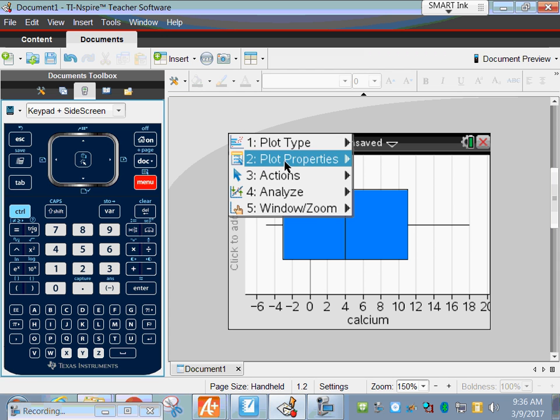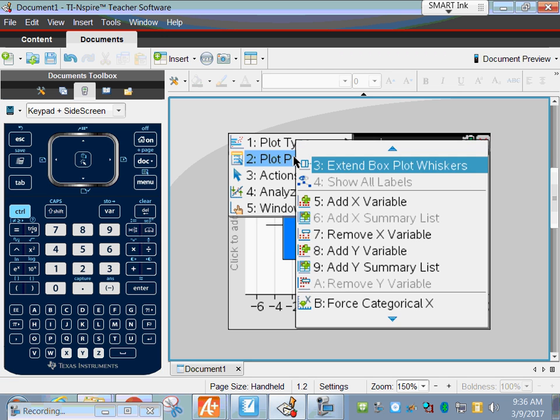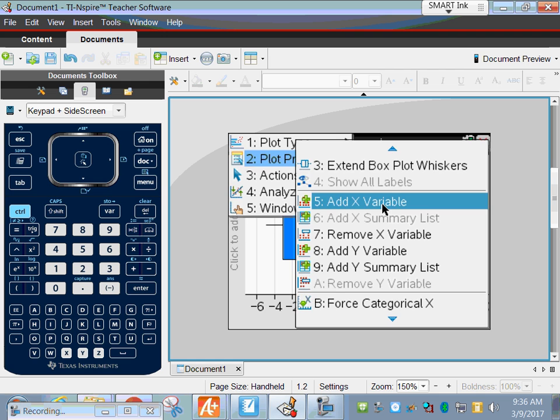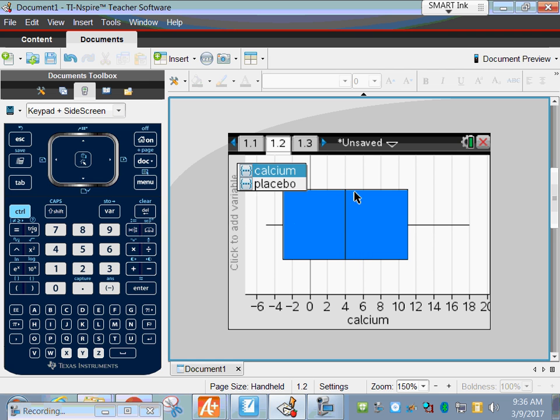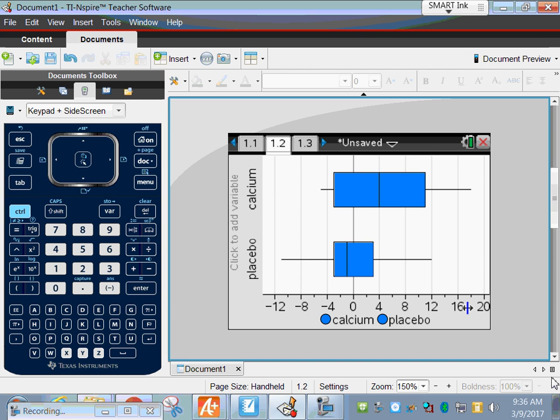So go to menu. Let's see, which one is it? Right here. So plot properties, you guys. So this is new, plot properties. And if you go to add X variable, you can add a second graph. And it'll do both of them side by side. So make sure, again, that you don't just do it on your calculator and not write it down. You have to write it down. You have to label the axes. Make it good, especially when you're actually taking the AP test, okay?